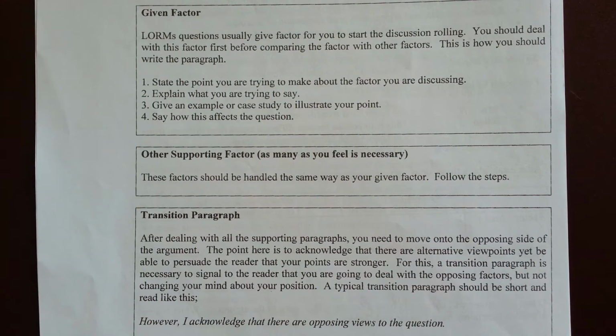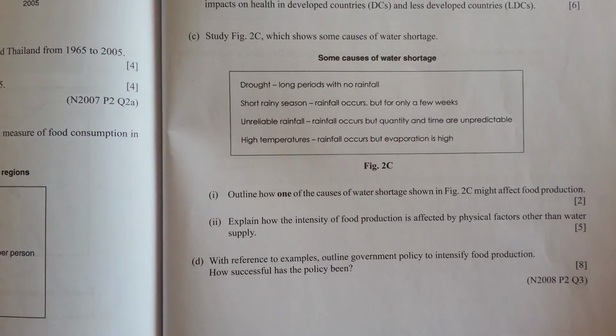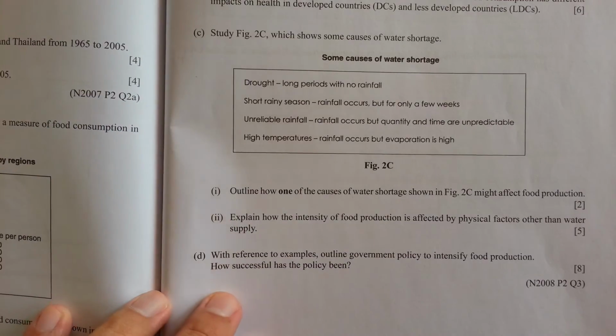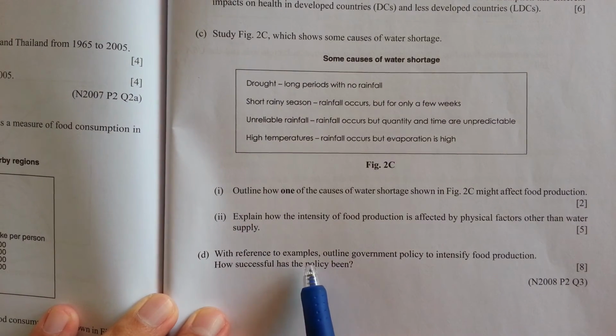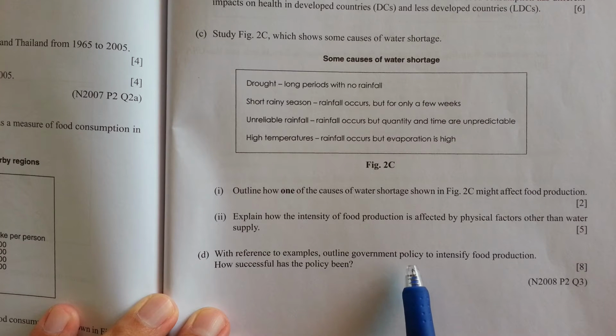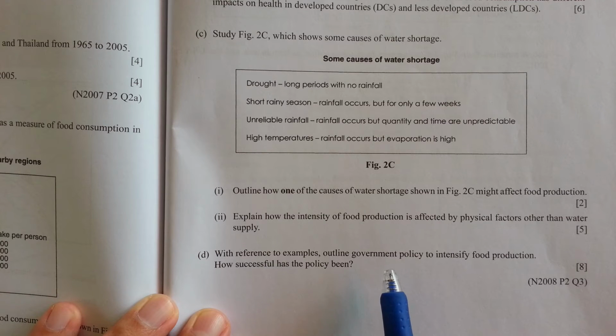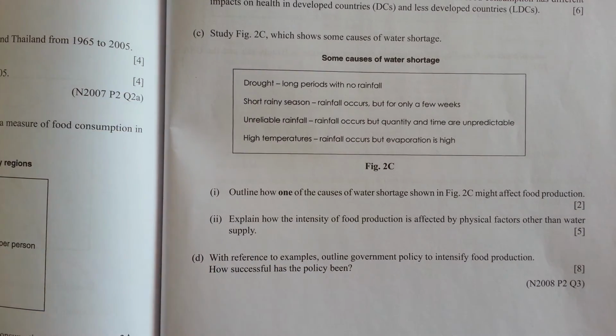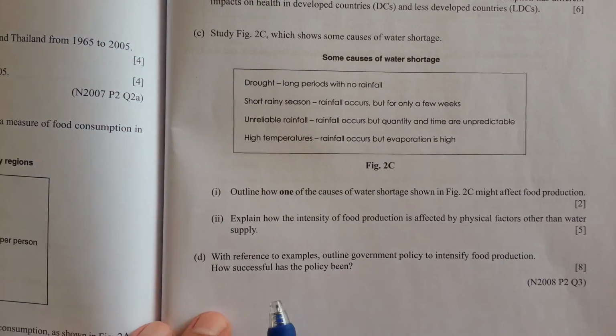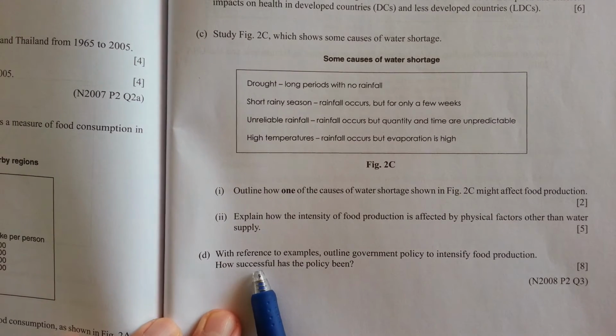But if we contrast this to another type of question, let's say D, 2008, paper 2, with reference to examples, outline government policy. In this case, the given factor here is government policy. It's not defined which government policy. It's up to you to decide which government policy. But as long as it is a government policy, we can talk about the two sides. And in this question, the two sides have been decided for you.